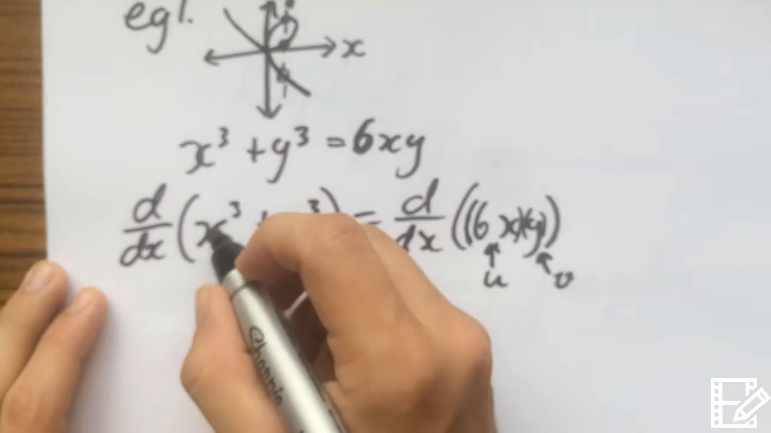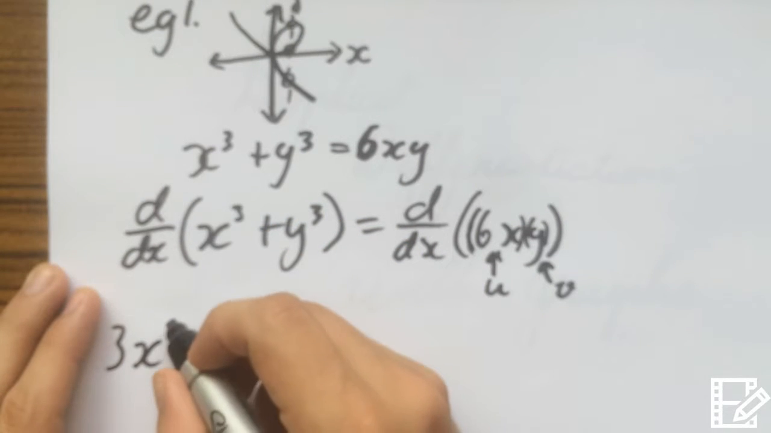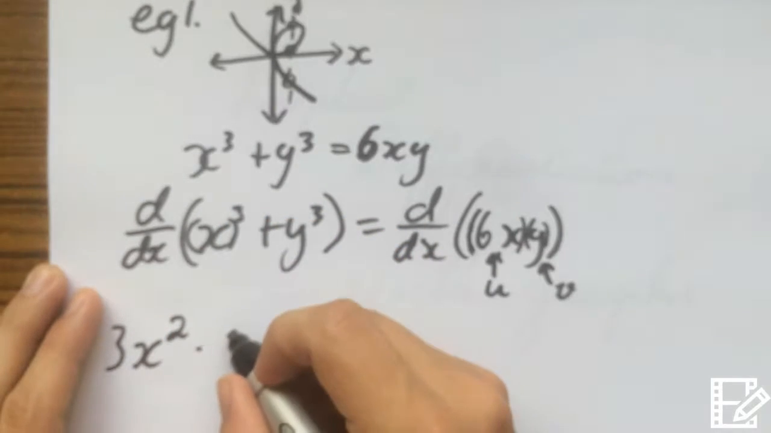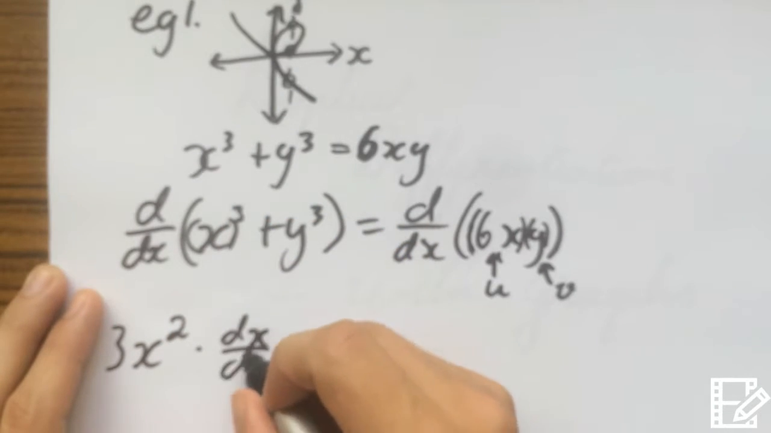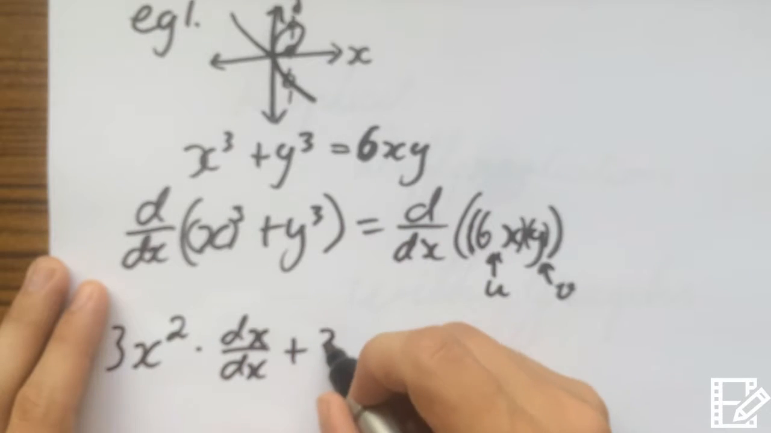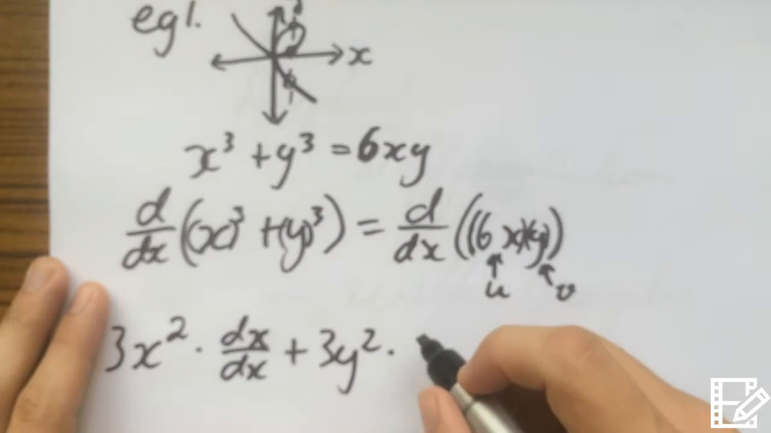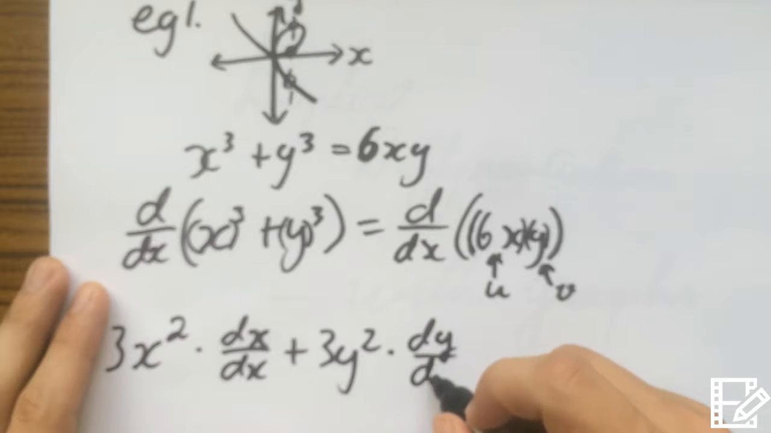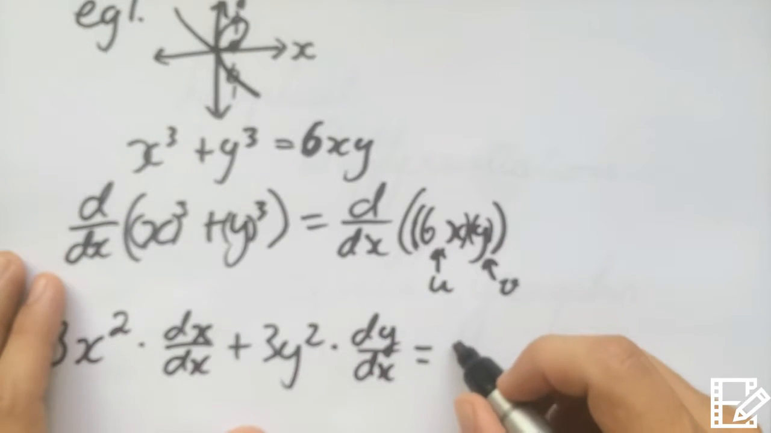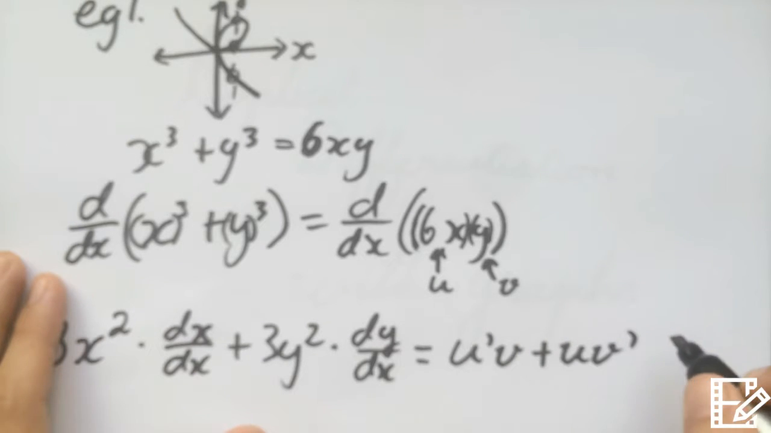Anyway, so the derivative of x to the power of 3 is 3x to the power of 2, chain rule, and then you find the derivative of the inside, which is just derivative of x with respect to x, plus 3y squared, and then you do the derivative of the inside, which should be derivative of y with respect to x. And then over this side I'm going to need u dash v plus u v dash, because it's the product rule.